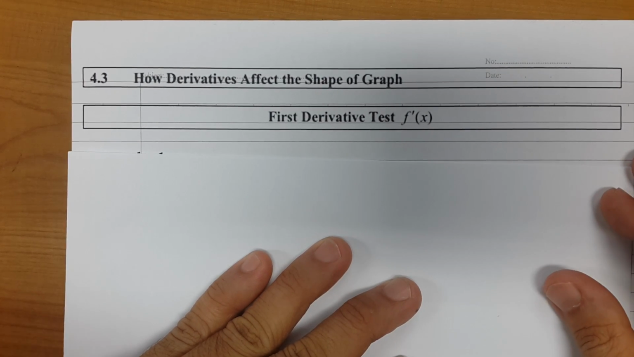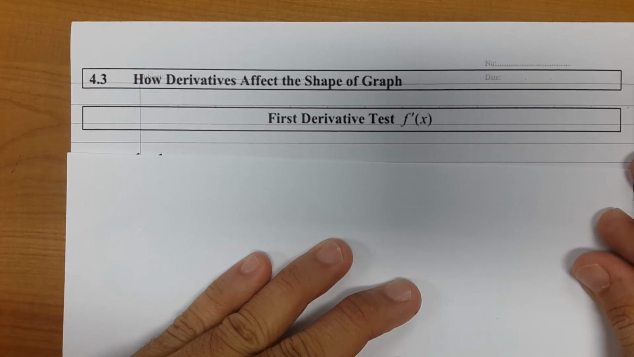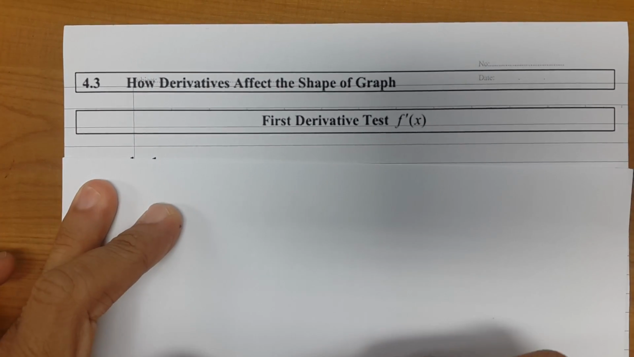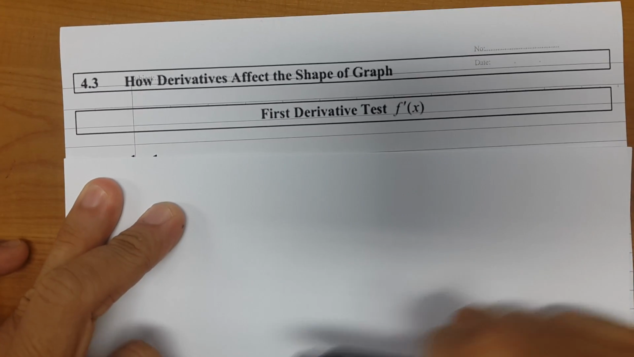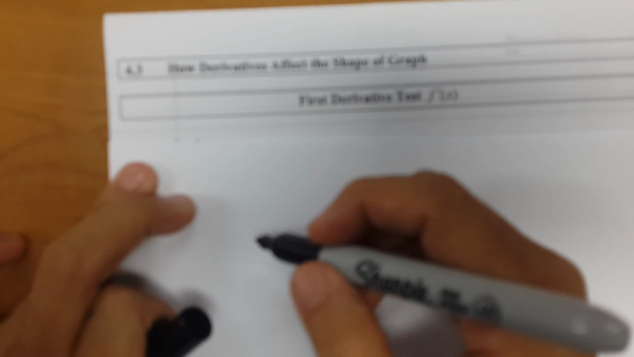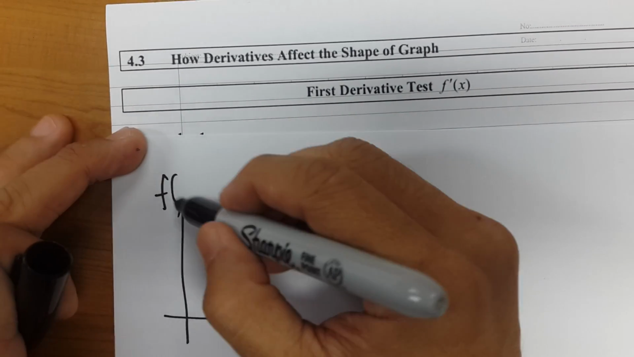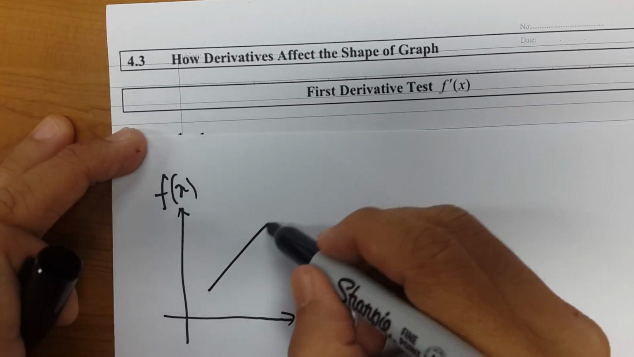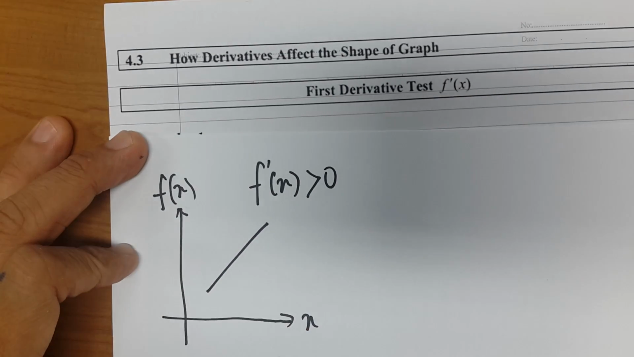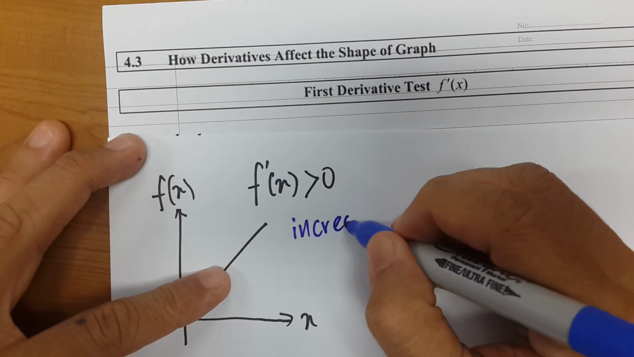Hi, welcome back. So today we are going to continue to study how derivatives affect the shape of the graph. Right? Before this, we have already learned that the first derivative test tells you about the slope of the graph. So we know that if we have your first derivative greater than 0, or a positive f prime x, you are going to have an increasing graph, right? Or your graph is going up.